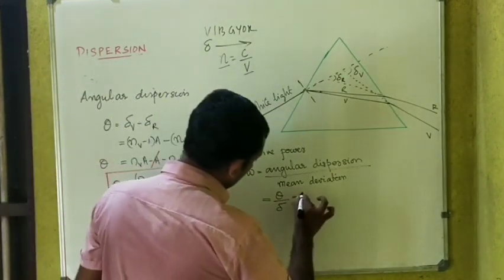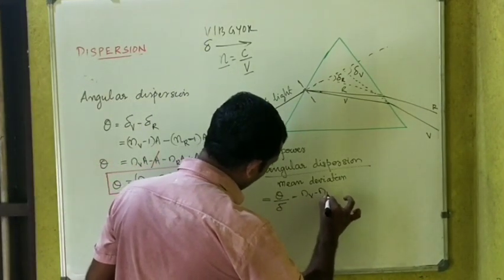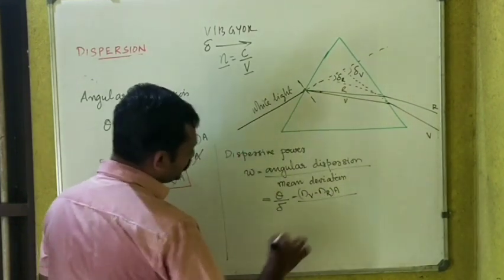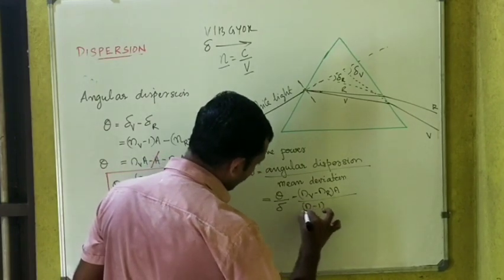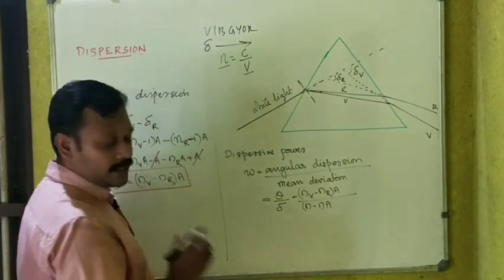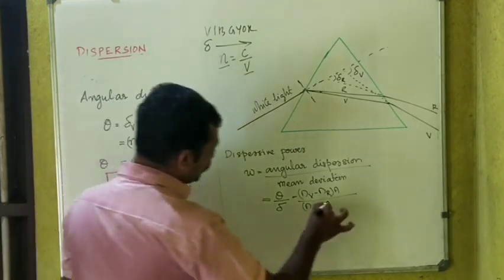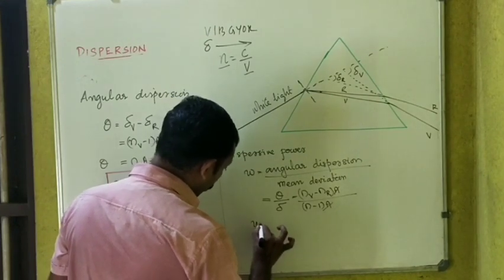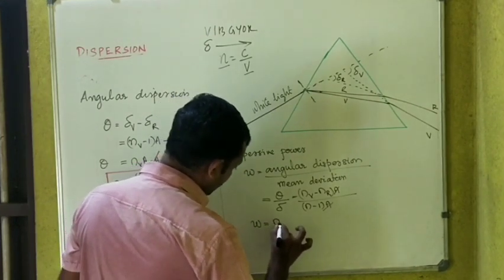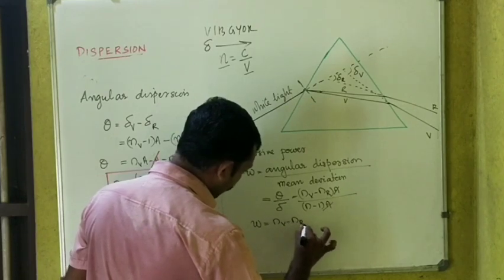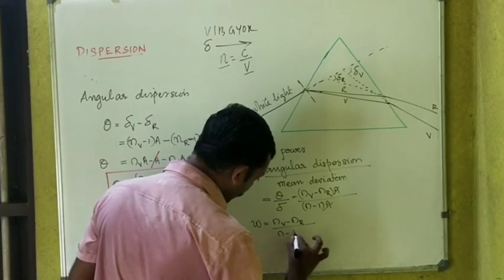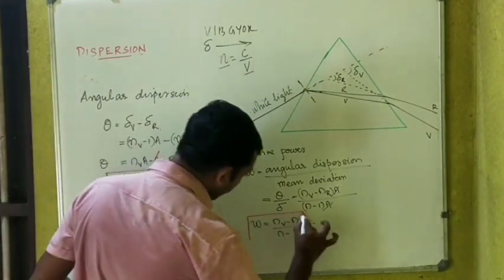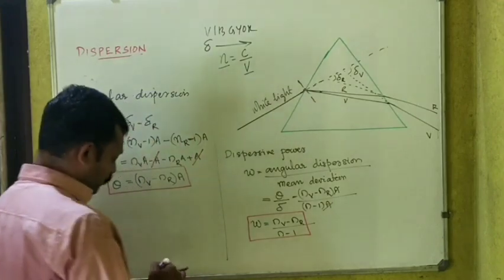Theta is NV minus NR into A, divided by mean deviation, which is N minus 1 into A. What is N? N is the mean refractive index. So A and A will be cancelled again. So I can finally say omega is equal to NV minus NR divided by N minus 1.